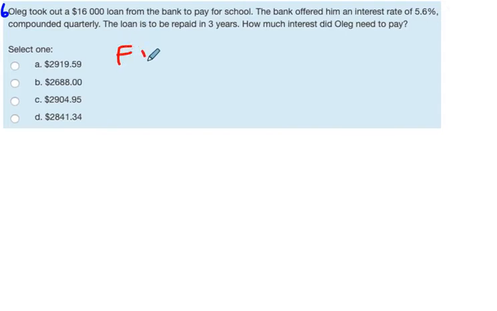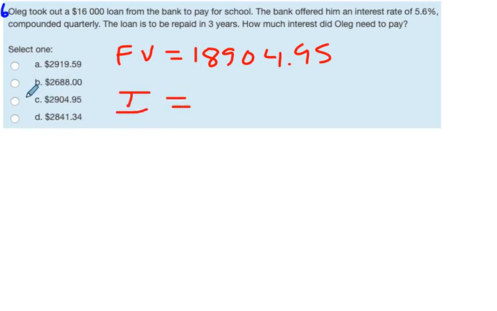So if the future value is 18,904.95, then the interest would be this right here. Subtract the 16,000, and that would be the interest.